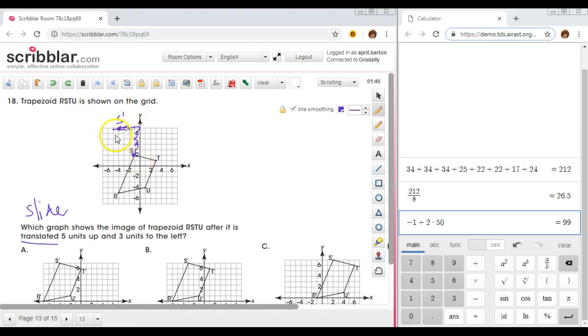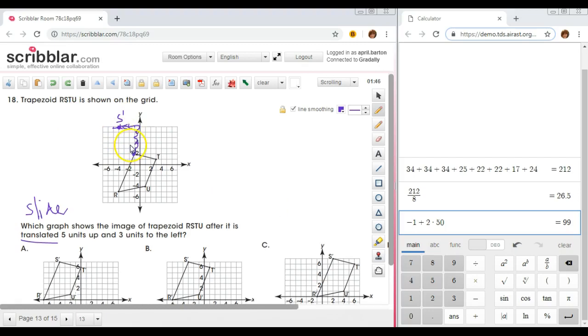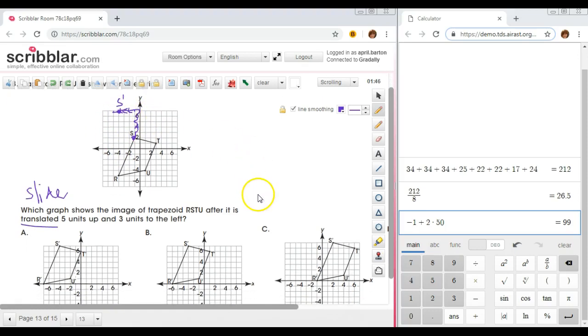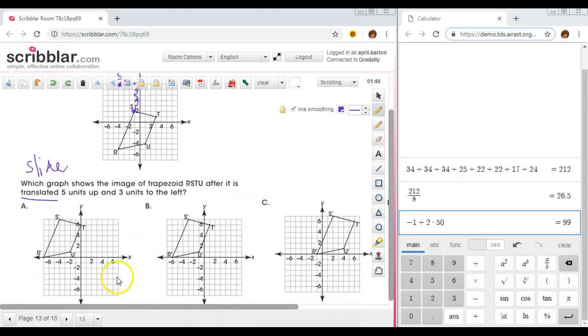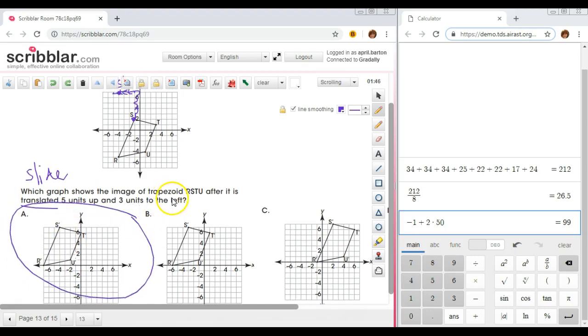So sometimes that's all you need. If you don't want to do the entire shape, you could say, well, S prime ended up at -4 and on the very top part of the graph. So if we look at our answer choices, answer choice A is the only S prime at the -4 and also the top line of the graph.